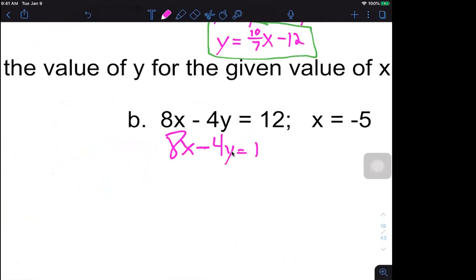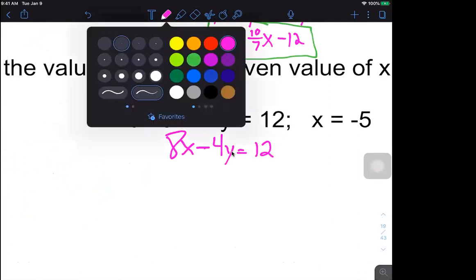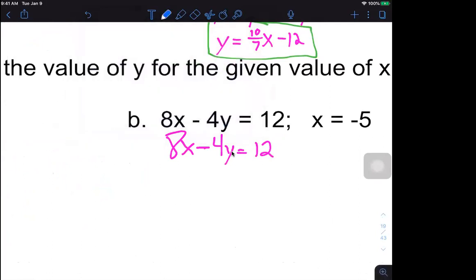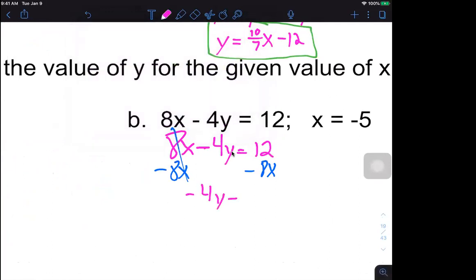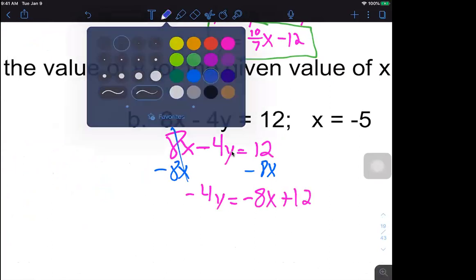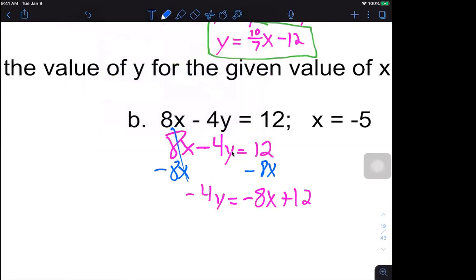What's going to be our first step, Jason? Subtract 8x. Awesome. All right, we're left with the negative 4y equals negative 8x plus 12. Jason, what's our next step? Change the x to a negative 5. Oh, well, we have to finish solving for y first. We still have a negative 4 times y. Divide negative 4. Awesome. Divide by negative 4.